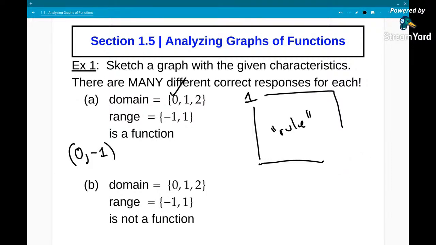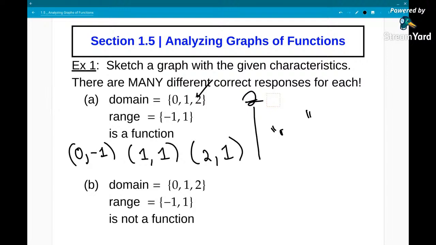Now I need 1 to pair with something. Again, I only have 2 choices. And I can either choose -1 or 1. I'm just going to choose 1. So 1, 1. And that takes care of that. Now 2 is coming into the machine. And again, I have a choice, either -1 or 1. I've already used them both, so it really doesn't matter. I could flip a coin and I'll just choose 1.